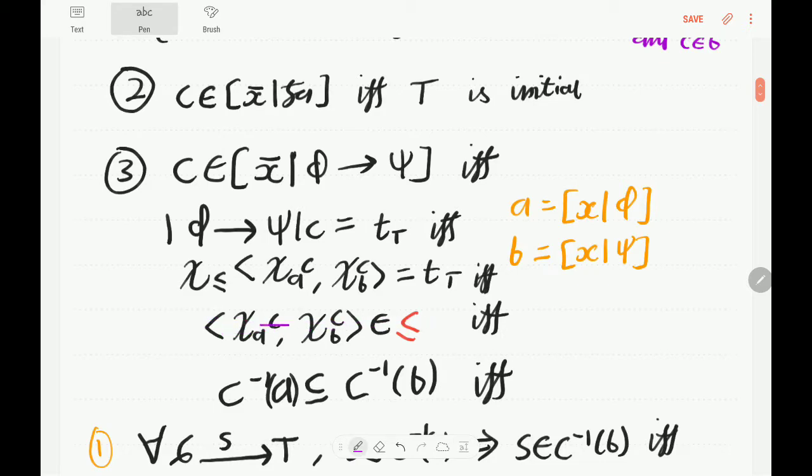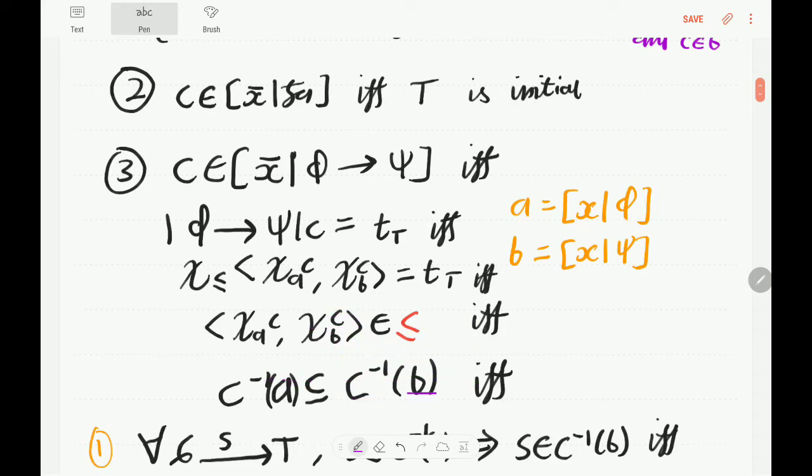And saying that this, blah comma blah, is in less than or equal to, is saying that, well, this is the equalizer of blah 1 and blah 2 with P1, so it's saying that blah 1 and blah 2 equals blah 1, which is basically saying that the subobject classified by this is contained in the subobject classified by this, which is equivalent to saying that the subobject classified by this is c to the minus 1 of a, the one classified by this is c to the minus 1 of b.